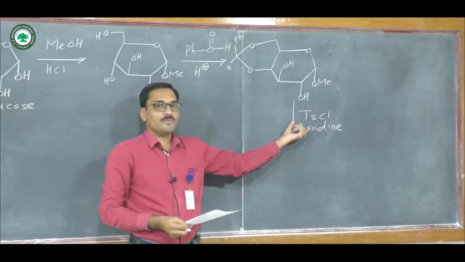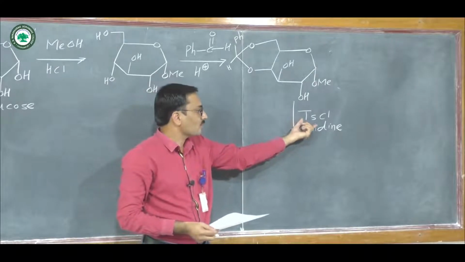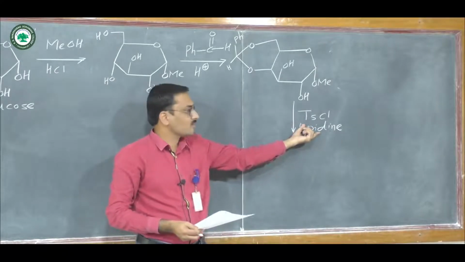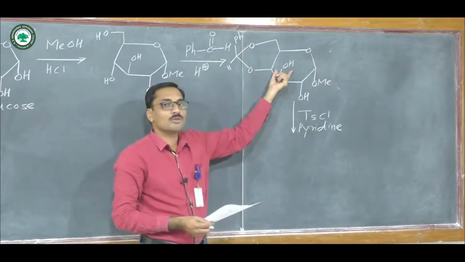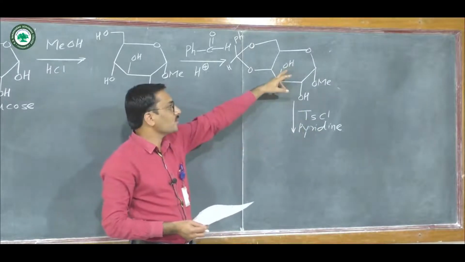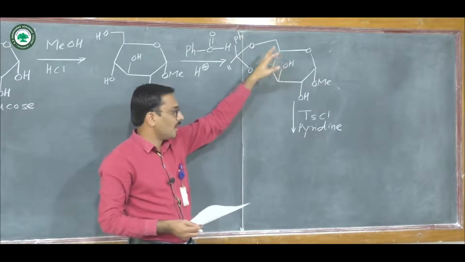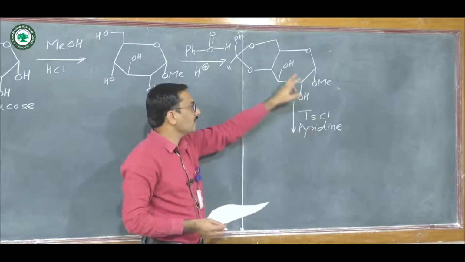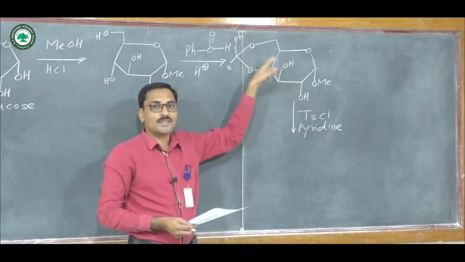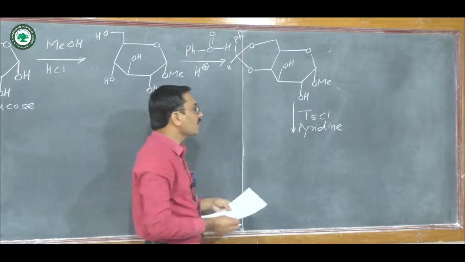In the next step, we use tosyl chloride in presence of pyridine. So this tosyl chloride makes that OH a good leaving group. Initially this OH is a bad leaving group, but after reaction with TsCl in presence of pyridine, there is formation of OTs group, and that OTs group is a good leaving group.